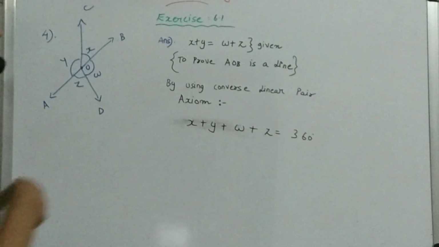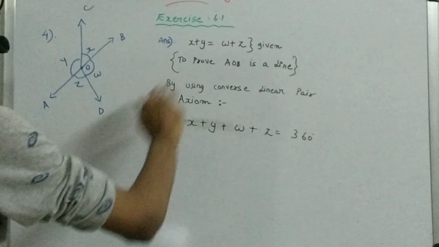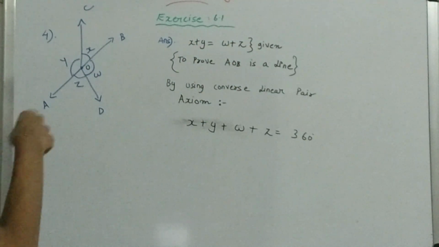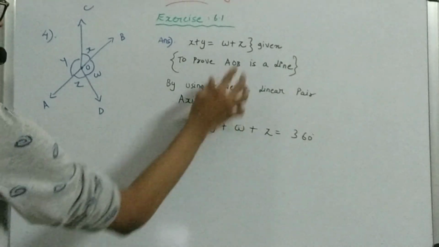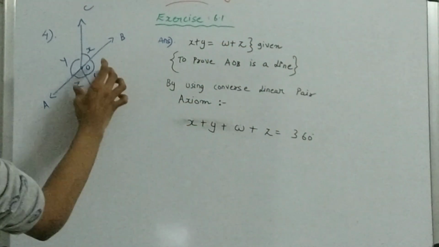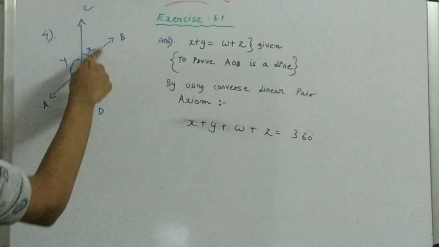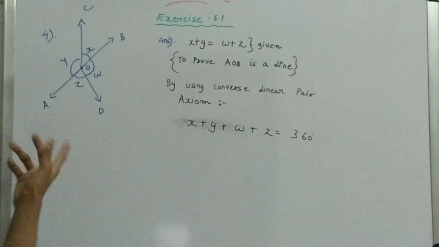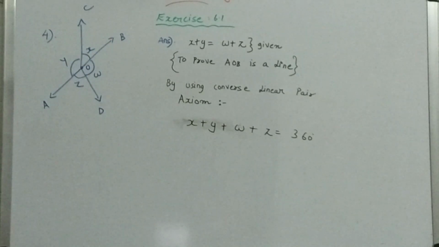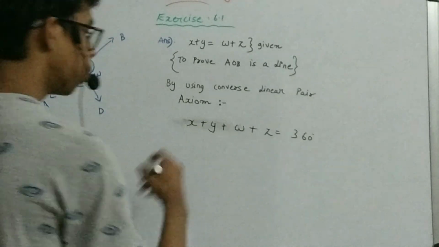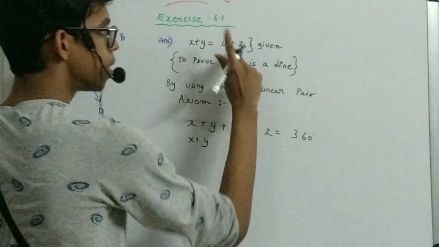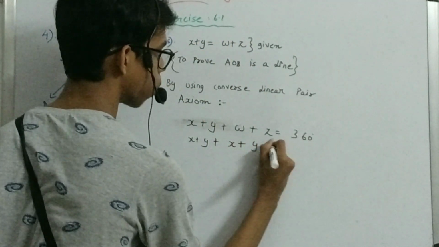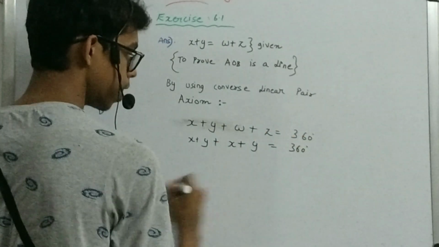Now in our question it is given that x plus y is equal to w plus z. Here you can take either w plus z or x plus y. If you prove x plus y is equal to 180 or w plus z is equal to 180, we can in either way prove that AOB is a line. So here I am taking x plus y. Since w plus z is also equal to x plus y, I can write x plus y over here also, which gives 360 degrees.